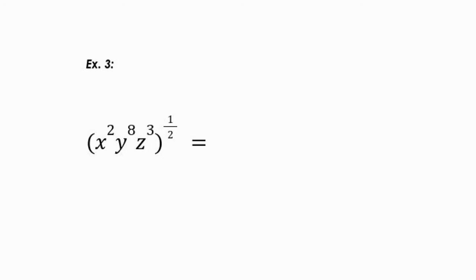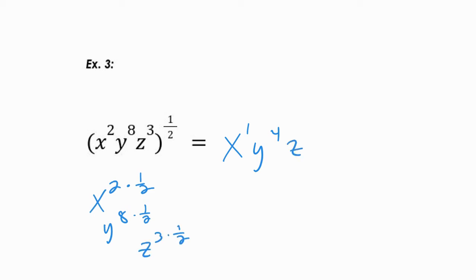And now our last one, our fraction is the power. Now the rule for the powers is we multiply. So this is x squared times 1/2. Well, 2 times 1/2 is just 1. Y to the 8th times 1/2. Well, 8 times 1/2 is just 4. And z to the 3rd times 1/2 is z to the 3/2. So even that just follows the same rules you've been working with.